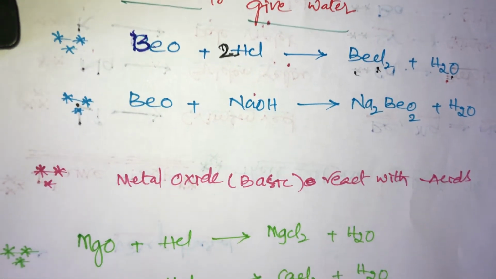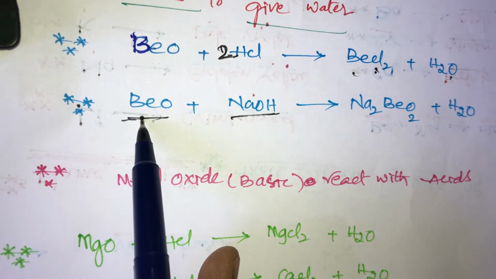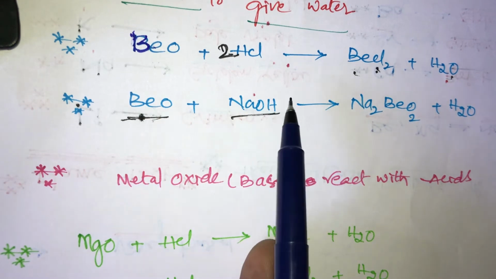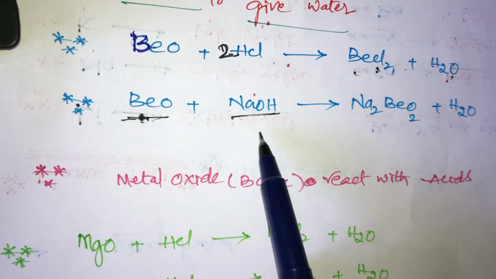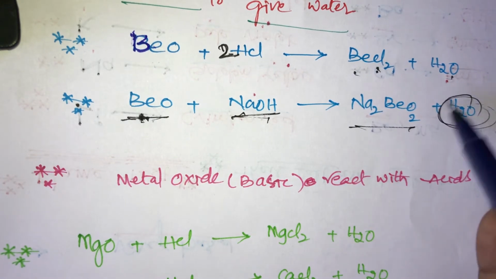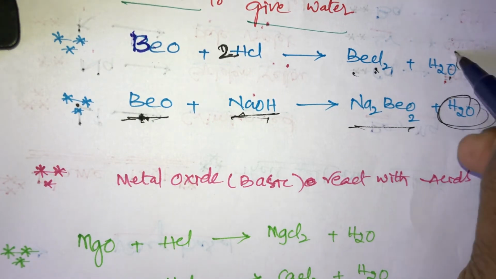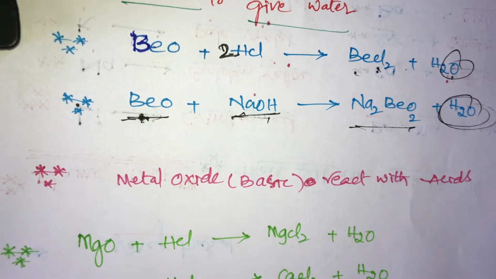Another one is beryllium oxide reacting with sodium hydroxide. Beryllium oxide is amphoteric in nature, so that is why it reacts with acid as well as base. Beryllium oxide reacting with sodium hydroxide also gives water. Both reactions give a water molecule. It is very important, students. So beryllium oxide is amphoteric in nature; it reacts with acids as well as bases.